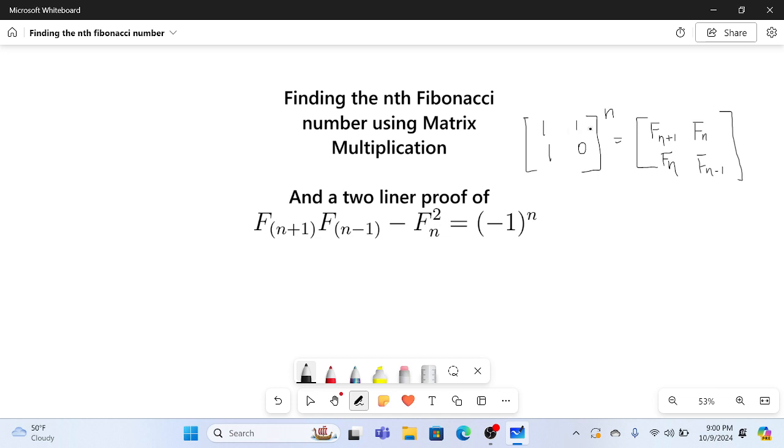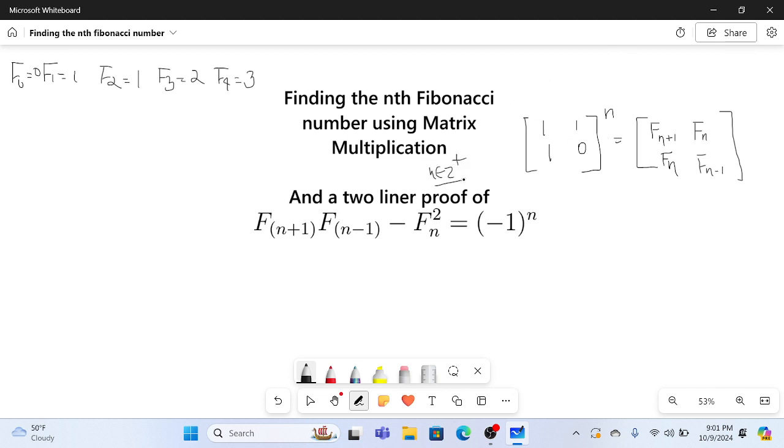Now, if you want to convince yourself, you can just try for small n. We know that the first Fibonacci number is 1, the second is 1, the third is 2, the fourth is 3, and the zeroth Fibonacci number is 0. For the power 0, this is just the identity matrix, so does it satisfy? For power 0, it's not defined actually, because n minus 1 gives F of minus 1, which is not defined. So this is only for n belonging to the positive integers.